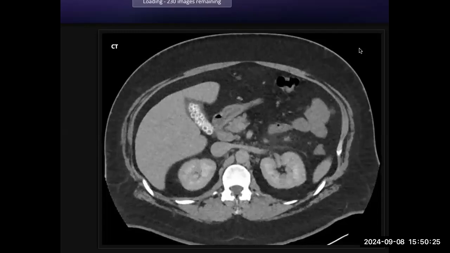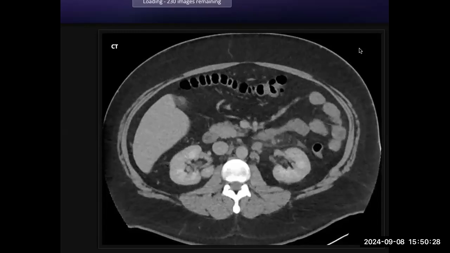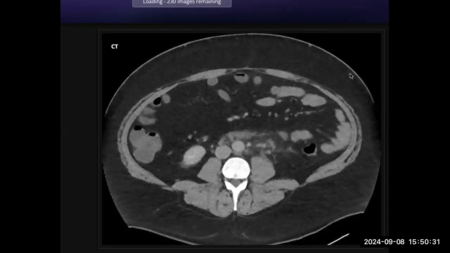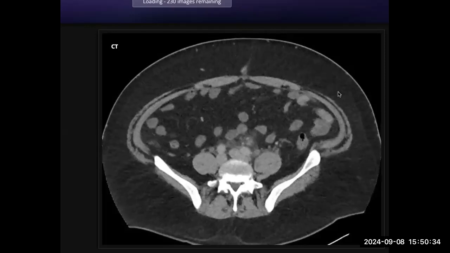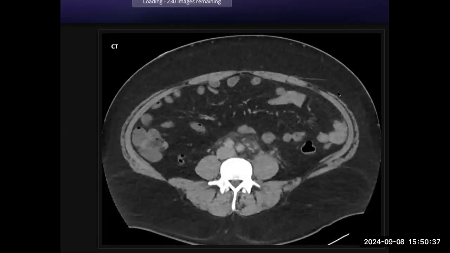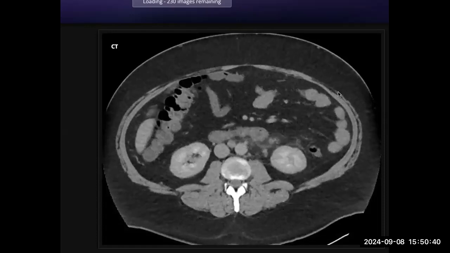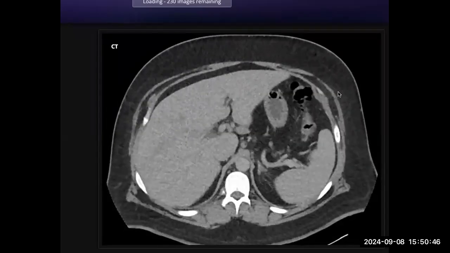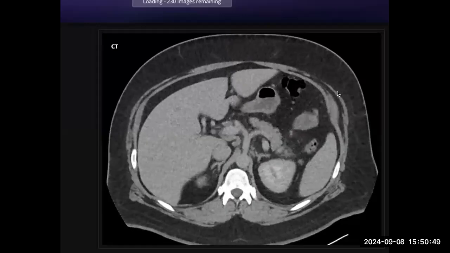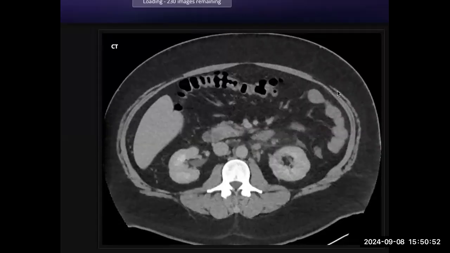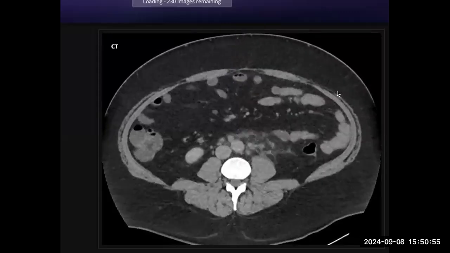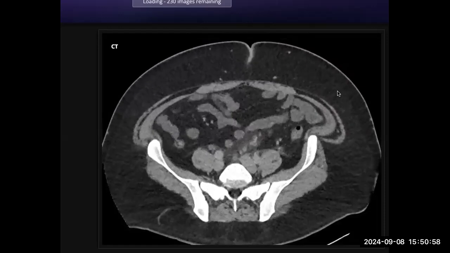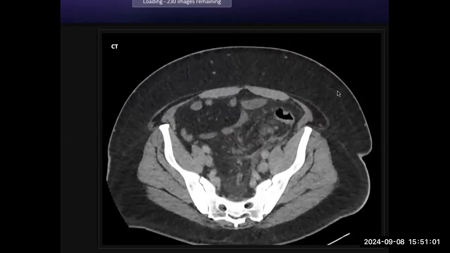There are multiple gallstones, and there is some fat stranding involving the mesentery in the paraaortic region with some enlarged paraaortic lymph nodes. The kidneys appear normal, adrenals are normal. This fat stranding is extending into the pelvic mesentery also. I think this is the last section also.